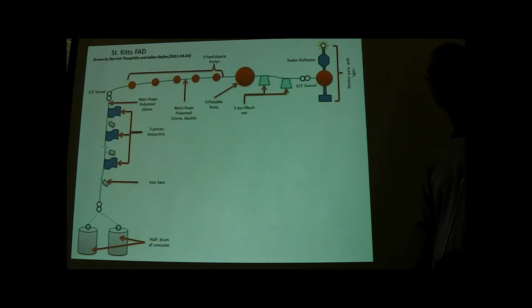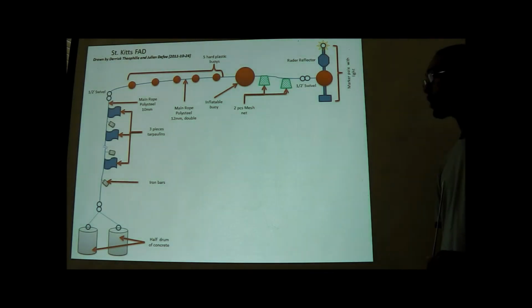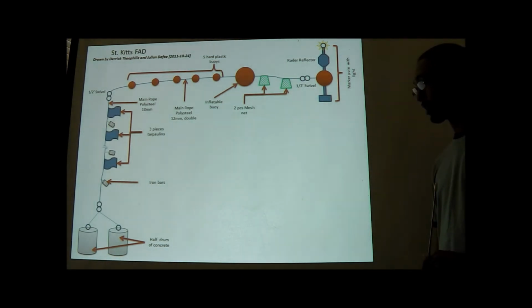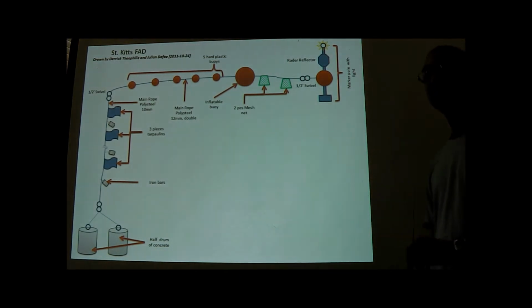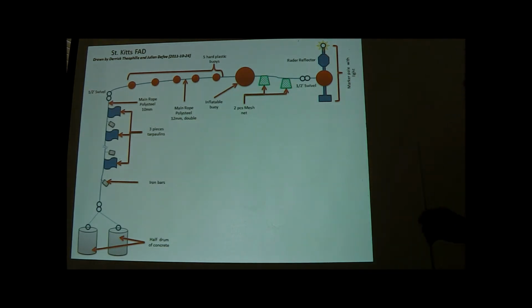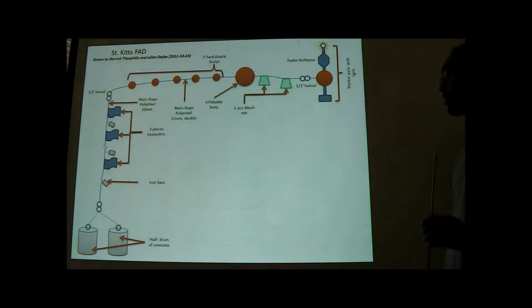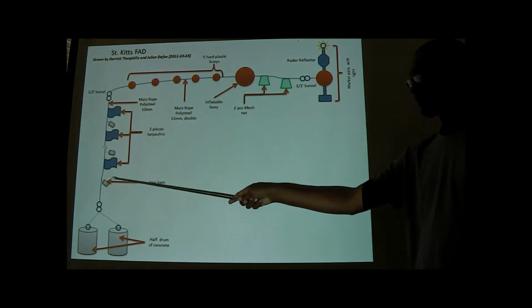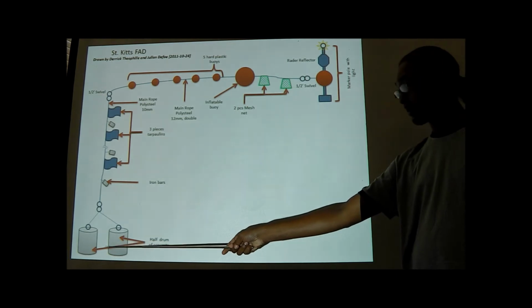Here is a typical example of a FAD which is commonly used in the 4 main islands which are advanced in using FADs, such as Dominica, Martinique, Guadeloupe, and St. Lucia. This typical design is both cost-effective, economical, and efficient. To begin with, there are 3 main components of a FAD: the head, the main rope, and the anchor.